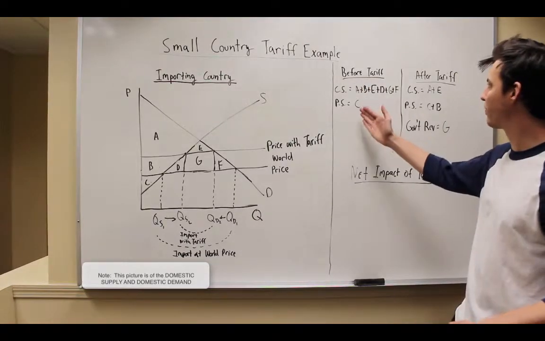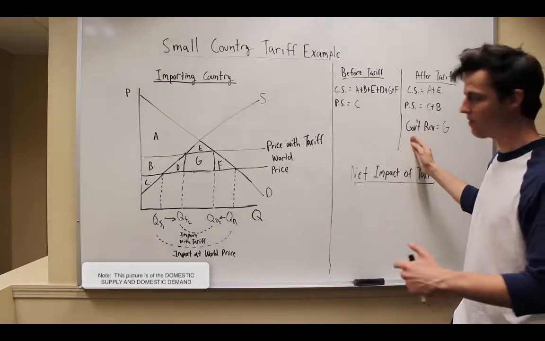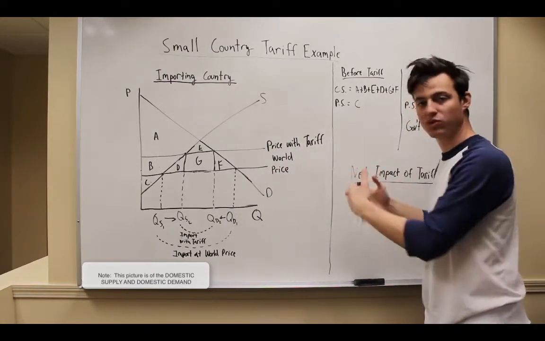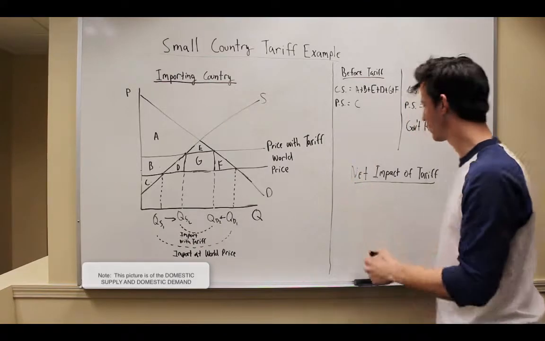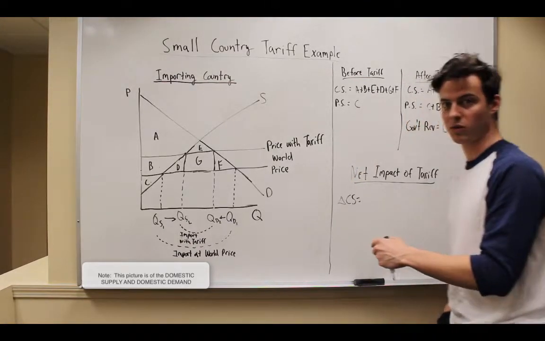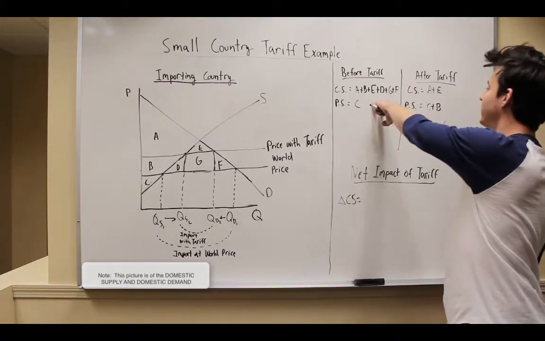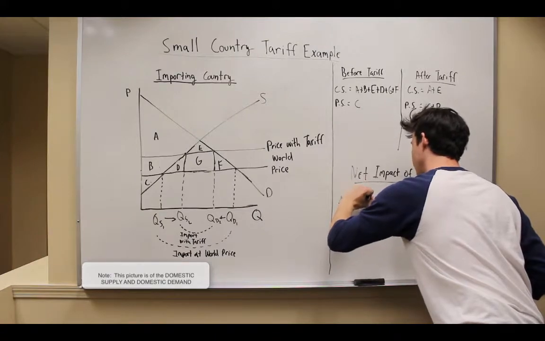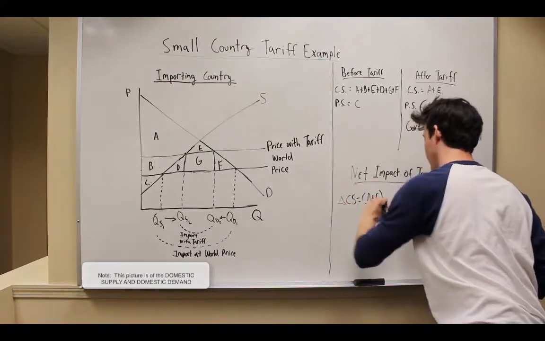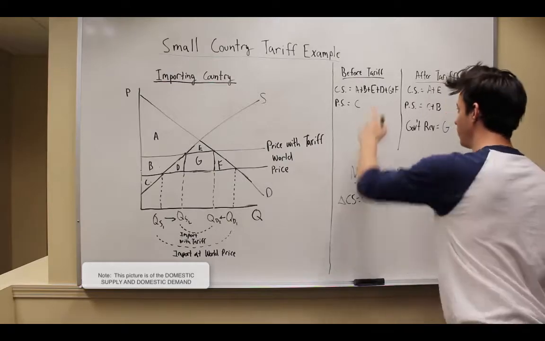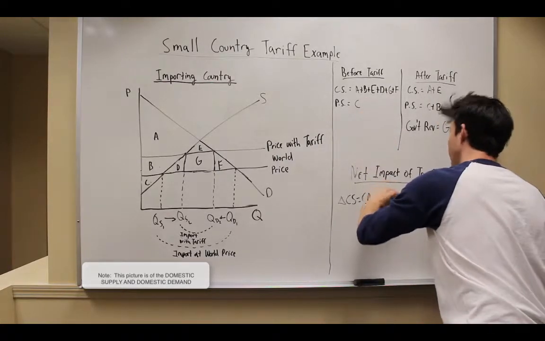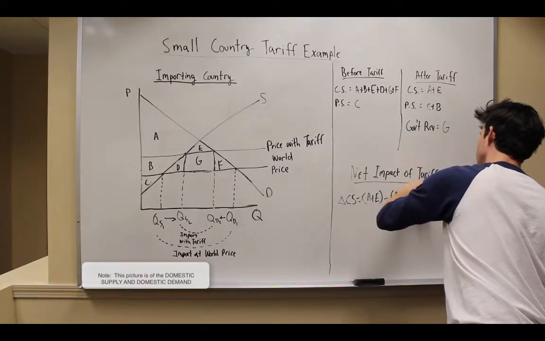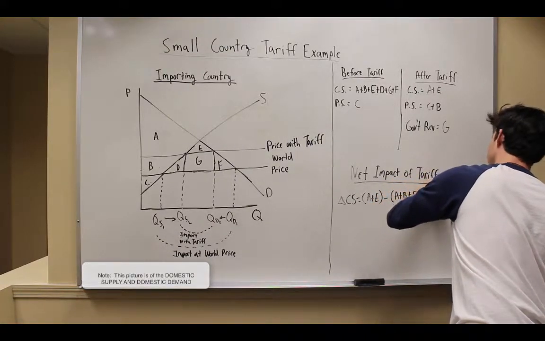So now that we've shown the before tariff effects and the after tariff effects of our world price and our tariff, I'll go through and show the actual changes to producer and consumer surplus. So to show the change in consumer surplus, we're going to simply subtract our before tariff values from our after tariff values. So our after tariff value of consumer surplus is simply A plus E. And we're subtracting what we initially had, which is our consumer surplus before the tariff, which is A plus B plus E plus D plus G plus F.